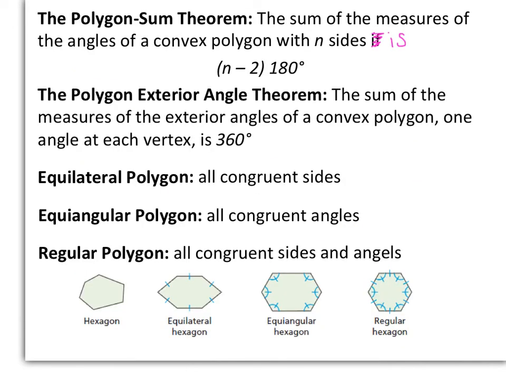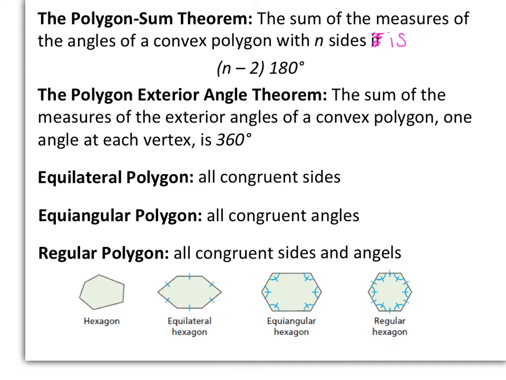The polygon sum theorem says the sum of the measures of the angles of a convex polygon with n sides is n minus 2 times 180 degrees. That will give us the sum of the interior angles of our polygons. The polygon exterior angle theorem says the sum of the measures of the exterior angles of a convex polygon, one angle at each vertex, is 360 degrees.